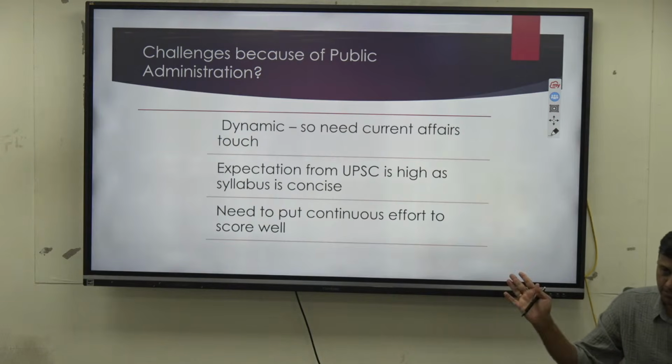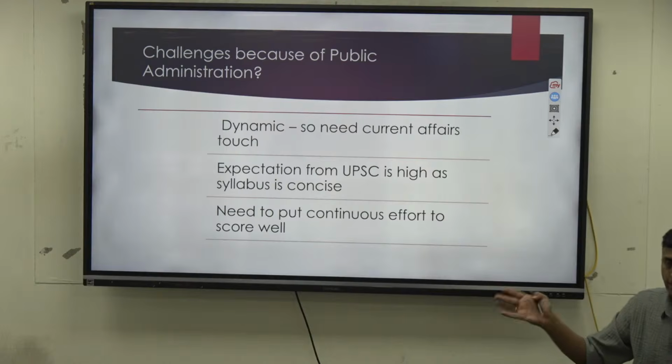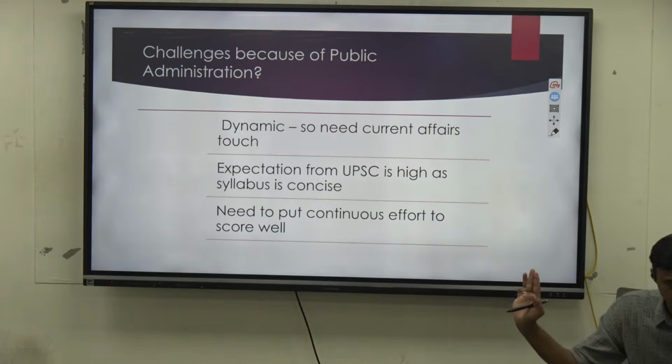Again, same thing, not only in PubEd, PSIR, sociology also. All these three humanities, which are relatively famous optionals, have the same challenge, the same advantage. You can't escape that. If you are choosing humanities, all of those three have exactly the same advantage and exactly the same challenge.